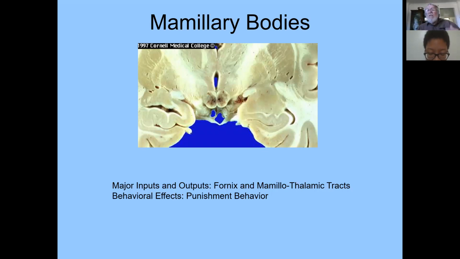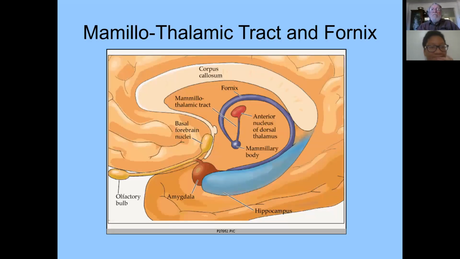But there's not too much else known about the functional significance of the mammillary bodies. So if somebody's interested in studying something, there you go.